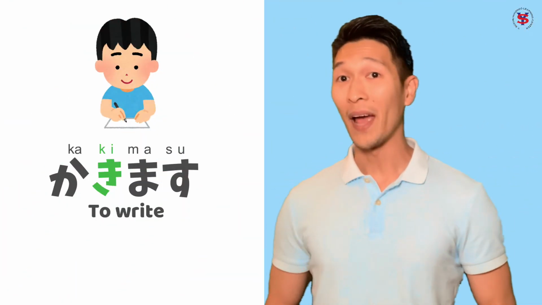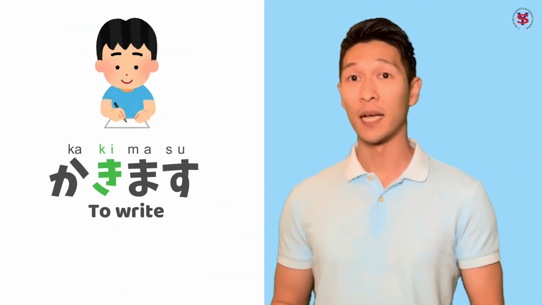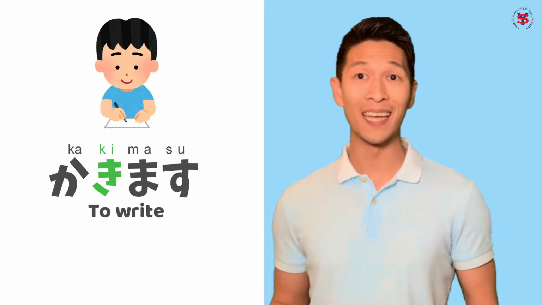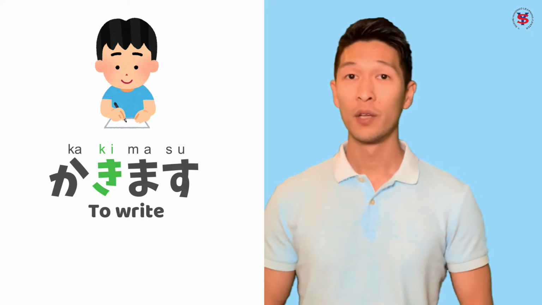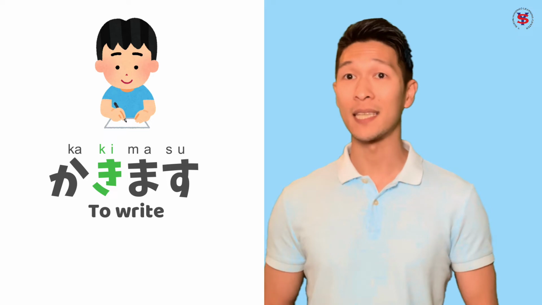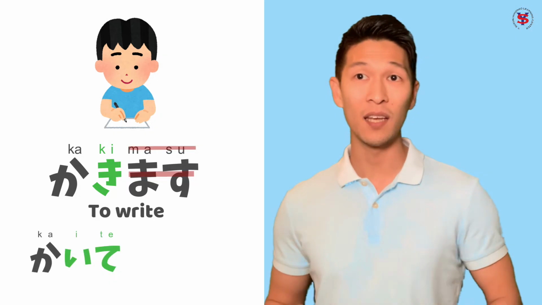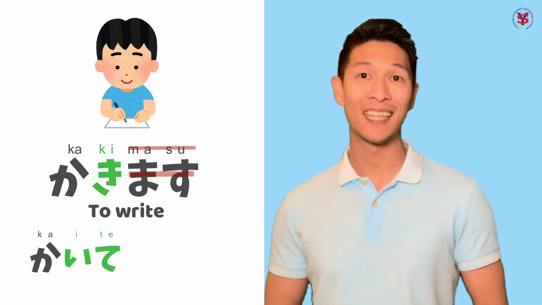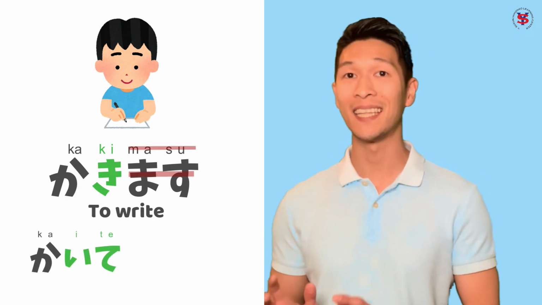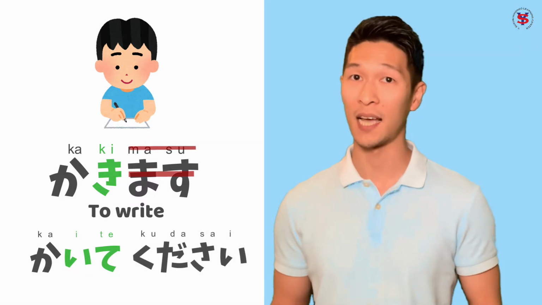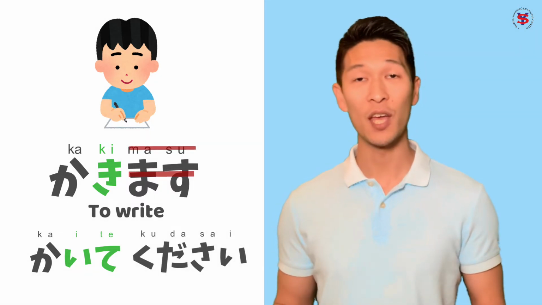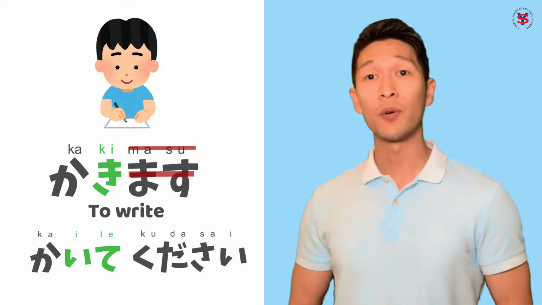Let's try another example. So, please write. Gaya pa rin ng ginawa natin kanina, conjugate the verb in te form first. So, to write in Japanese is kakimasu. We again drop masu and replace ki with ite. So, we have kaite followed by kudasai. Kaite kudasai. Okay, so since masyado tayong nadalian, let's try a longer sentence, shall we?